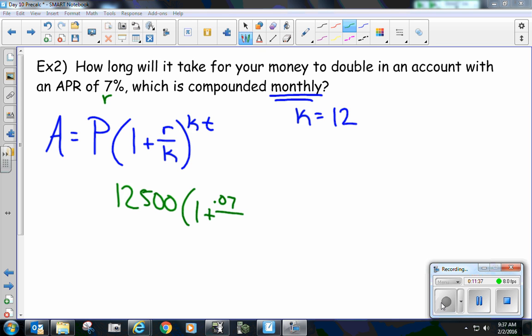Our K shows right. Anyway, it's 12,500 times (1 plus 0.07 over 12) raised to the K value, which is 12 times T. We are trying to find T, because they're saying how long. How long for it to double? Then it's 25,000.